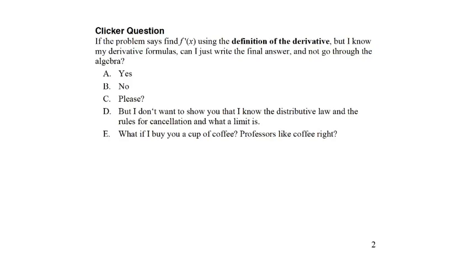Even though you don't actually have clickers while you're watching the video, it's still a good way to make our point. If the problem says find f of x using the definition of derivative, but I know my derivative formulas, those shortcuts I was telling you about, can I just write the final answer and not go through the algebra? Is the answer yes, no, but please, pretty please?